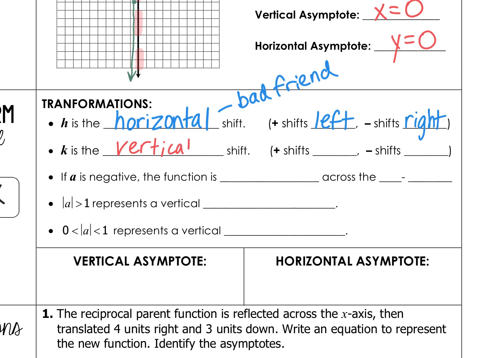So, vertically speaking, if I see a plus sign, that means go up. And if I see a minus sign, that means go down.